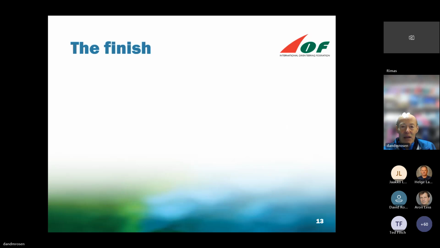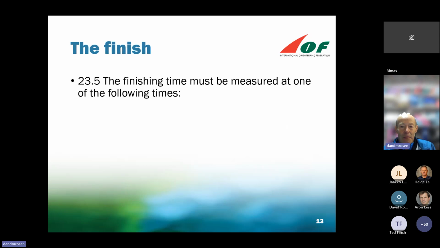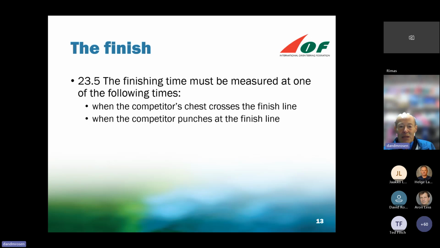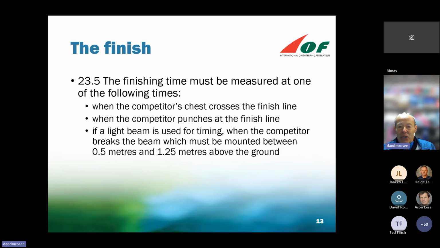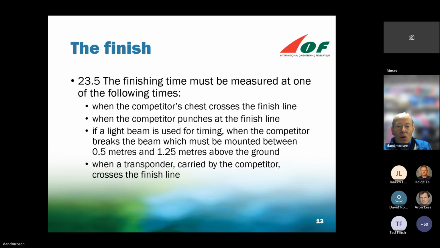Now let's go on to the finish. The finish time must be measured at one of the following times. So when the competitor's chest crosses the finish line, when the competitor punches at the finish line, if a light beam is used for timing, when the competitor breaks the beam, which must be mounted between 0.5 meter and 1.25 meters above the ground, or when a transponder carried by the competitor crosses the finish line.